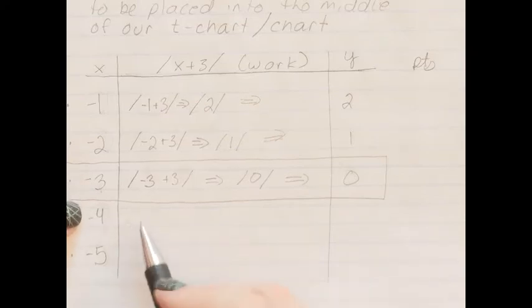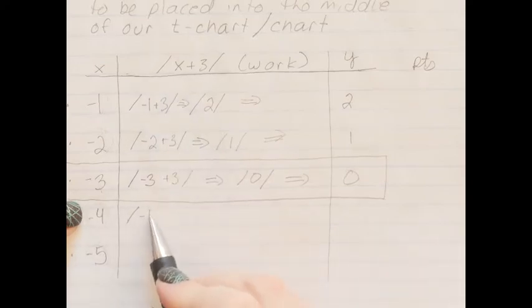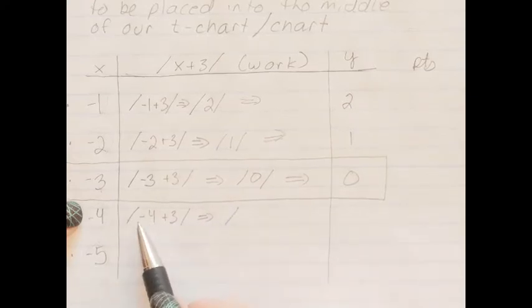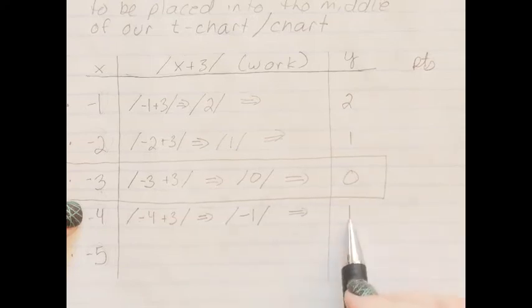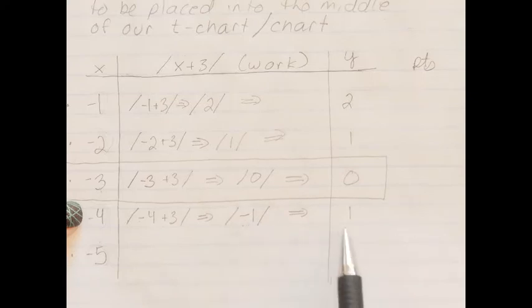Next number, -4. I'm going to plug that in for our x value once again. So -4 plus 3 gives me, well, this is 3 minus 4, or -4 plus 3, however you want to read it, but that gives me a -1. Now that you got a single answer, the absolute value of -1 is 1. So you have to work the inside completely, get your number, and then take the absolute value of your answer, and that will be your y value.